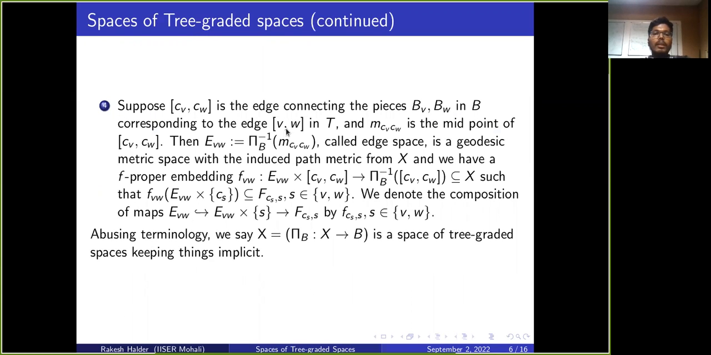And this is the last condition: for any edge v, w inside T, from the structure we have a unique edge c_v, c_w joining these pieces B_v, B_w, and we want that E_vw, that is the inverse image of the midpoint of this edge c_v, c_w, is a geodesic metric space, and we call this space our edge space. And we also want a proper embedding from this Cartesian product. This edge c_v, c_w is of length 1, and we have a proper embedding from this Cartesian product to X, and this is the structure for spaces of tripod spaces.